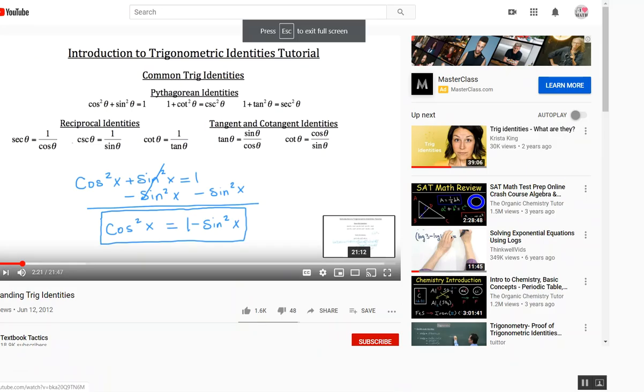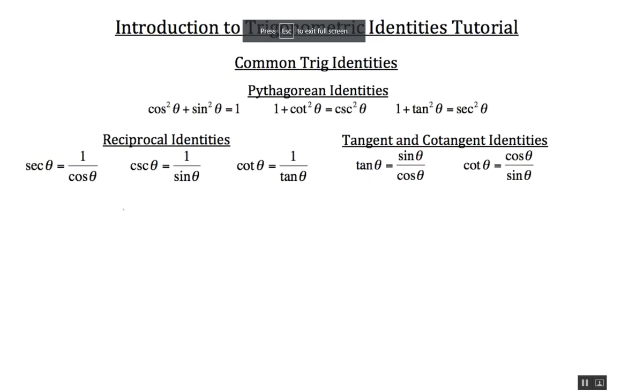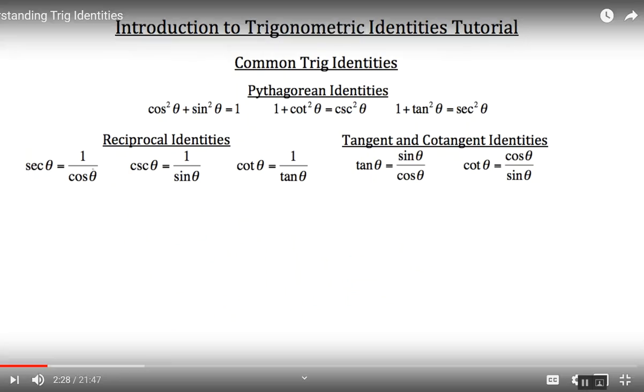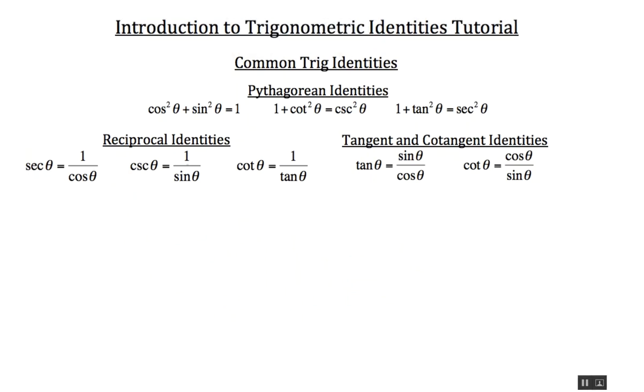So after Pythagorean identities, we could look at the reciprocal identities. Now these guys are pretty straightforward. For example, the secant of theta is equal to 1 over cosine theta, the cosecant of theta is equal to 1 over sine theta, and the cotangent of theta is equal to 1 over tangent theta. And again, remember, you can replace the variable theta with another variable such as x. So you could say that the cosecant of x is equal to 1 over sine of x.